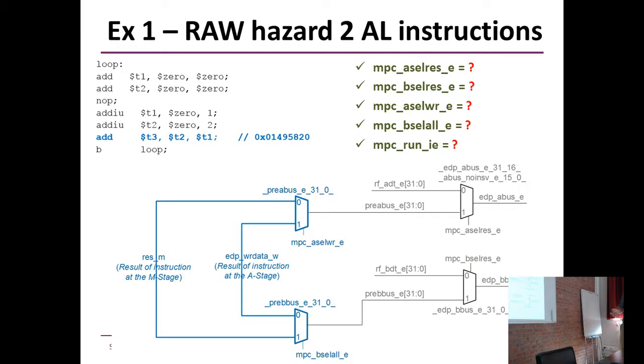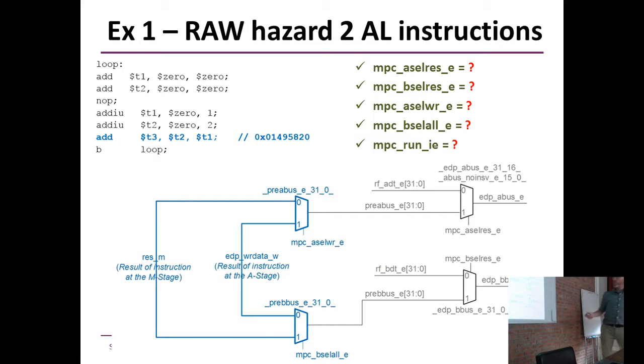So this is the first example. We have dependencies between 2 arithmetic instructions and another arithmetic instruction. Okay? So let me ask you, what would be the values for these 4 signals when the add instruction is at the E stage?